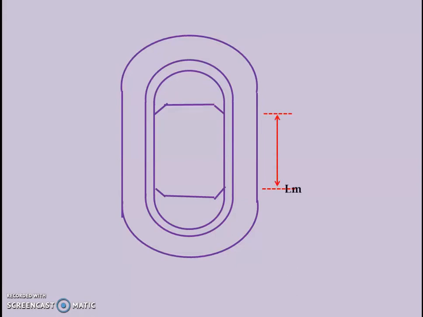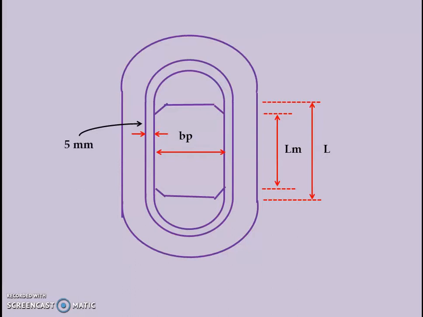The active length, because of eccentricity, is Lm, and Lm is 0.9 times L, and this is our length of the pole, L. We have the width of the pole. We have taken a rectangular pole for design purpose. So this is the width of the pole, BP, and we left 5 millimeter space between pole and field winding.